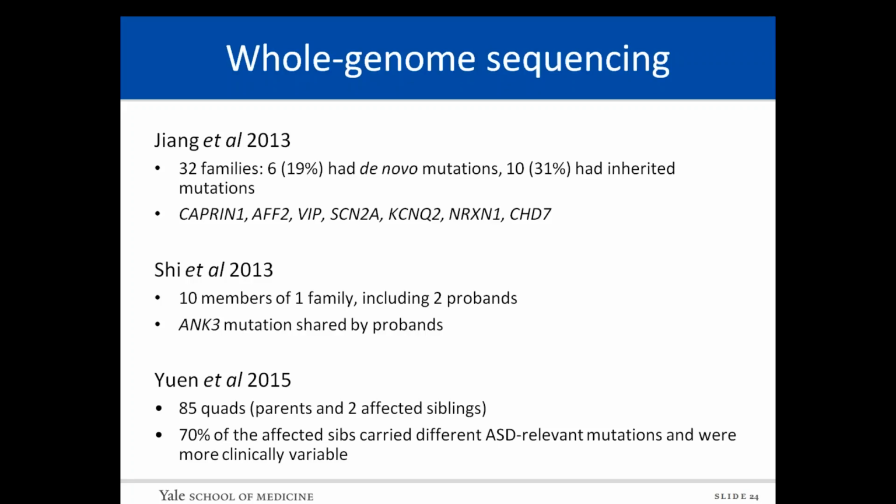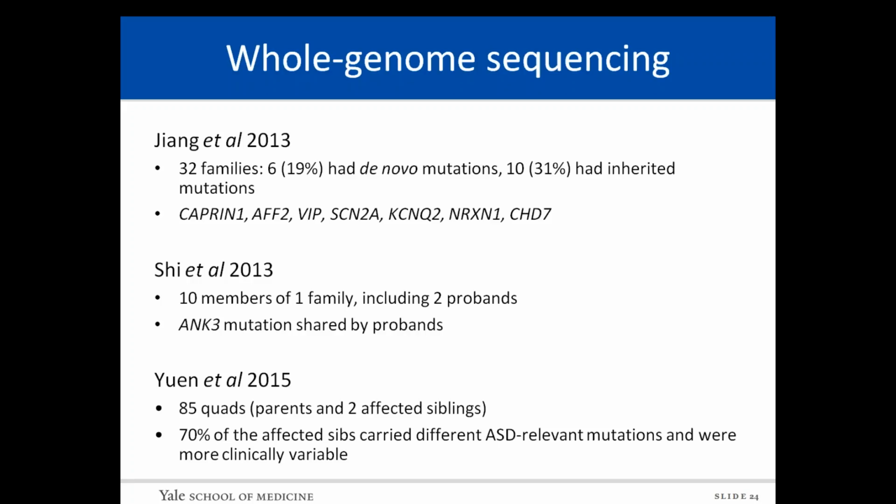Another group recently published a whole genome sequencing study looking at 85 quads. These are families with 2 unaffected biological parents and 2 affected children, and they found the interesting result that 70%, the majority of the affected siblings, carried different autism-relevant mutations. So they didn't always share the same mutation that could be causing their autism, which speaks to the high degree of genetic heterogeneity in this disorder. The siblings carrying different mutations also happened to be more clinically variable, which sounds logical.